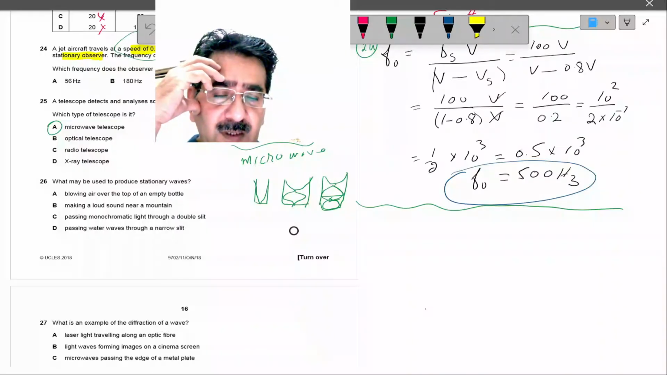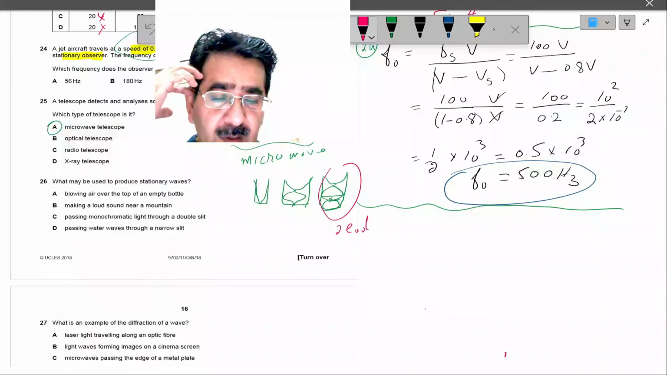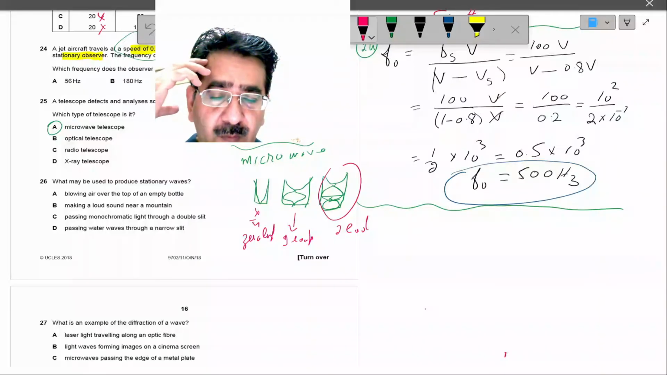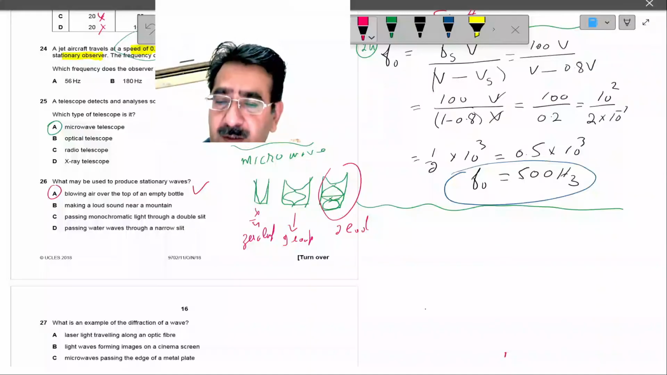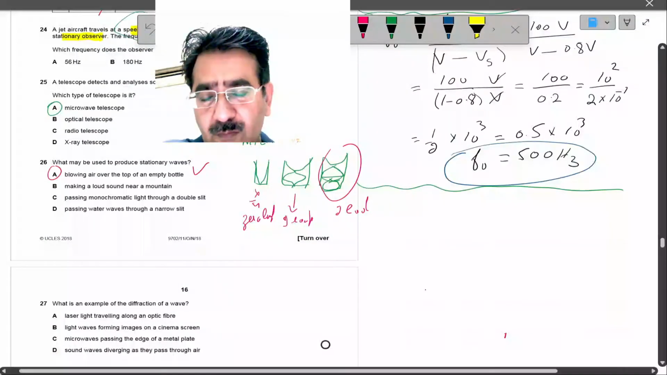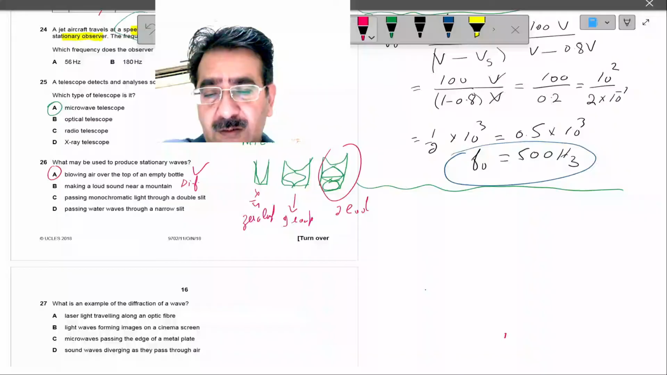This is fundamental, this is first, and this is second. So there is one loop here, this will be a two loop, and this is one loop, and this will be a zero loop, and this will be lambda by 4. So A is true. Making a loud sound near to, this is related to diffraction.